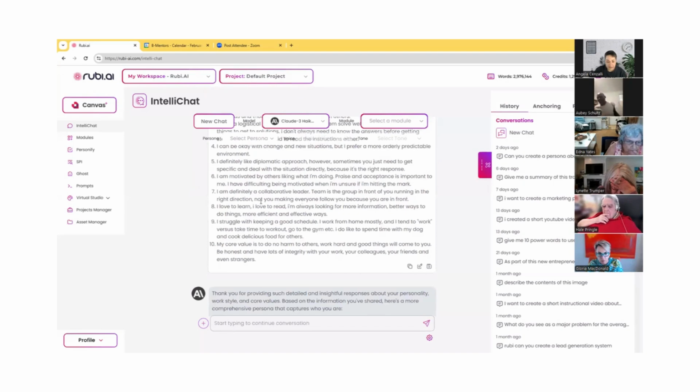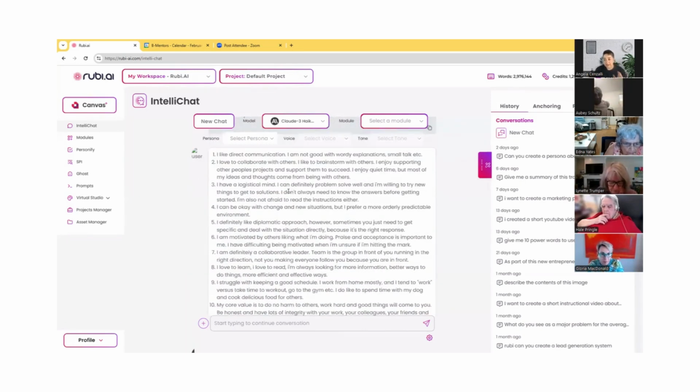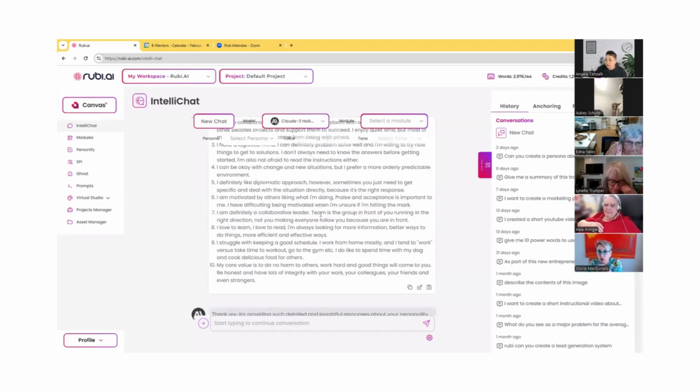There was one that, so question number 6 was motivation and productivity. What motivates you in the workplace? Do you thrive on achieving specific goals and deadlines? How do you stay productive? So I got honest with her because, again, I need to get to the bottom of this. And I said, I am motivated by others liking what I'm doing. Praise and acceptance is important to me. I have difficulty being motivated when I'm unsure if I'm hitting the mark. Can anyone relate to that? Sometimes it's hard to be motivated if you're not actually sure that you're going in the right direction. So I answered all 10 questions.